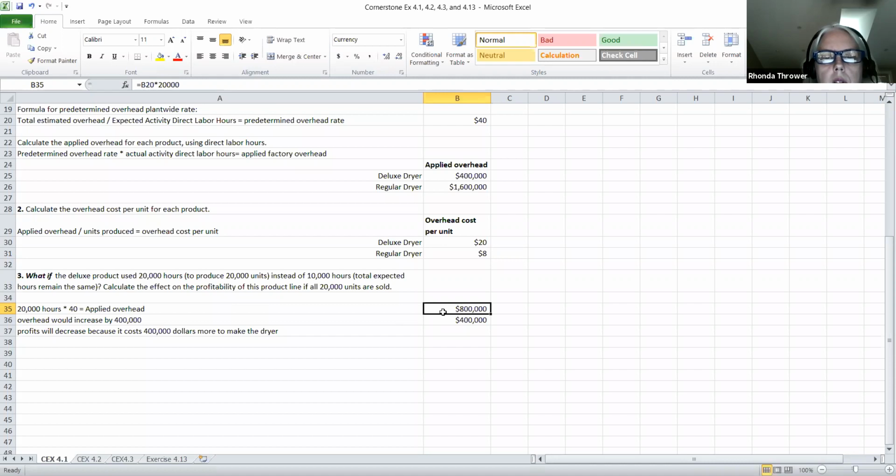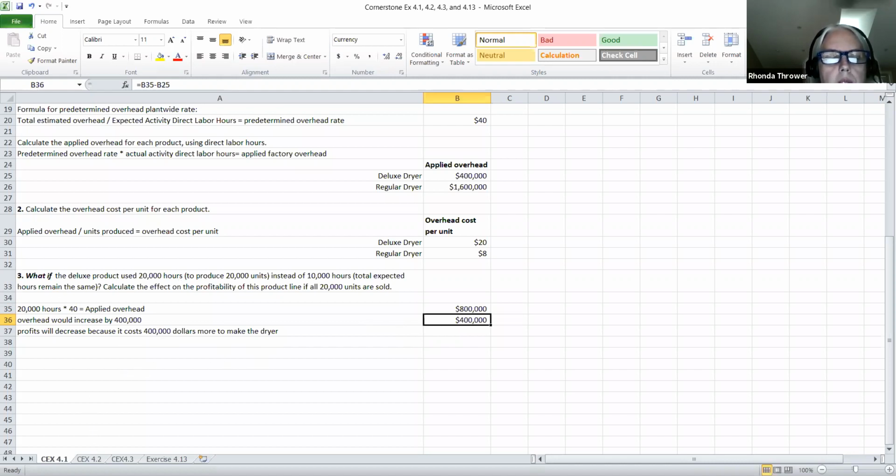And since the 800,000 would be the new factory overhead that we would be applying, it is technically 400,000 more than what it would have been before. So the overhead is going to increase by 400,000. And since the overhead is an expense to us, if it increased by 400,000, it would mean that our profits will decrease by 400,000 to make the dryer. And so that's the what-if analysis for this problem.